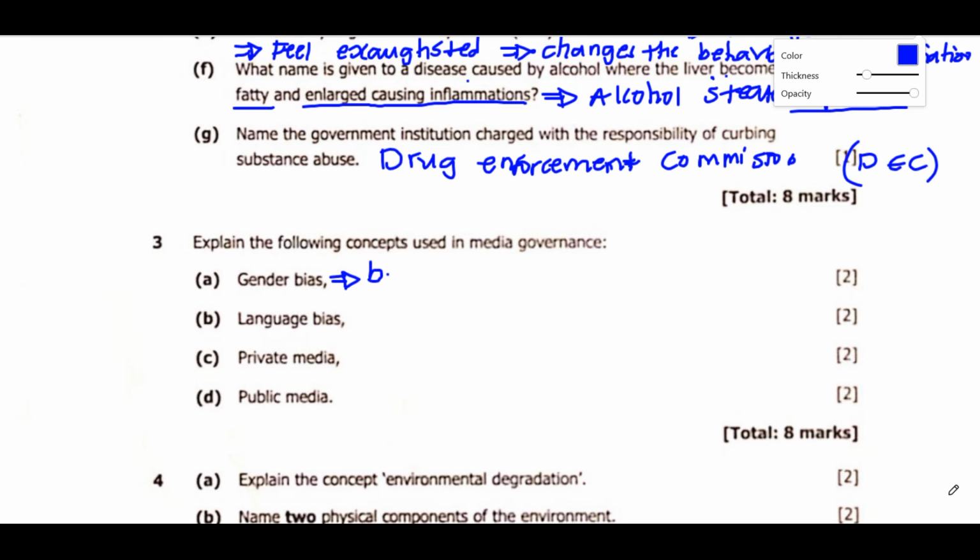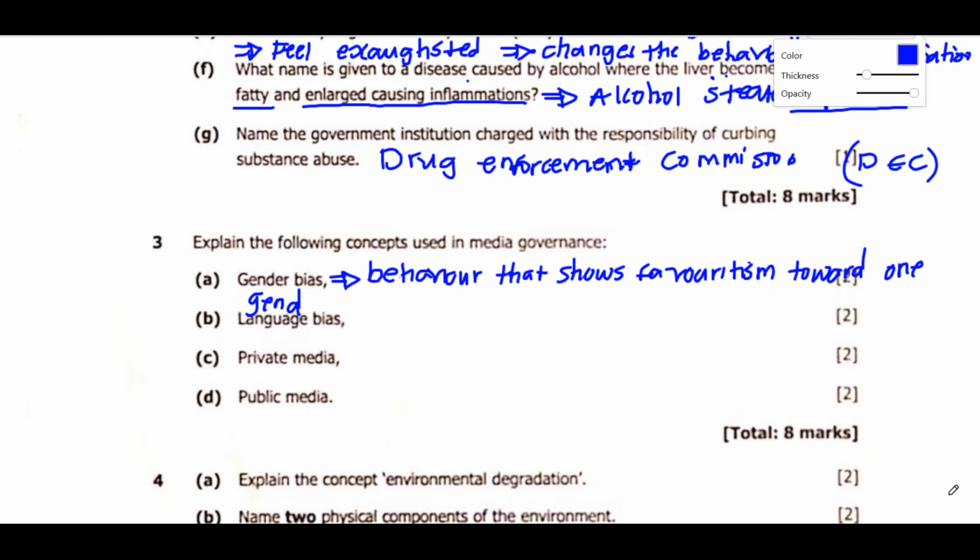So we can say behavior that shows favoritism toward one gender over another.